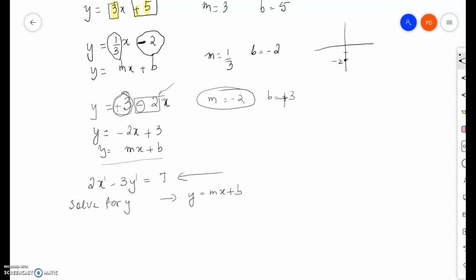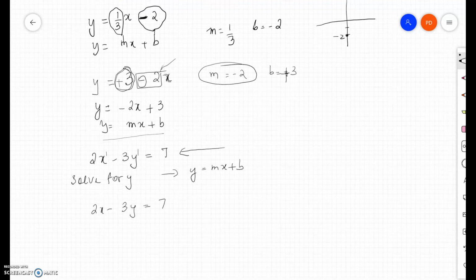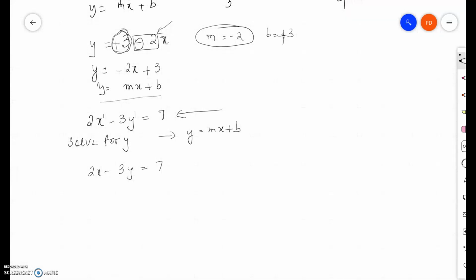So 2x minus 3y equals 7. We have to get y by itself on the left side. So first we subtract the 2x on both sides. So we have -3y equals, and I'm going to write the x first. So that's negative 2x, and then the 7 is added on to it. The reason why I'm writing the x term first is so I put it in the form y equals mx plus b.